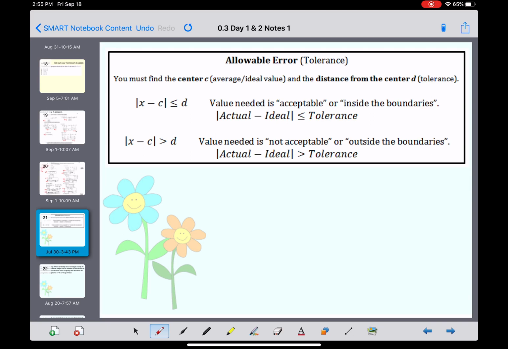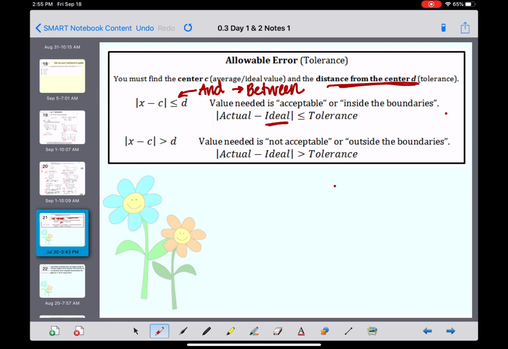So if we think about an and, remember that this is and, that means between, okay? When it's inside the boundaries, we're taking the actual value. Your x is always going to be an x, so whatever the actual value is minus your ideal, that's the center, or your average, okay? And then less than or equal to the tolerance. So how much it can be above or below. That's the distance from the center.